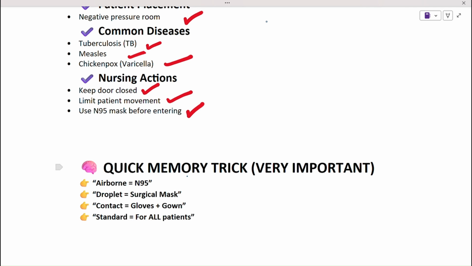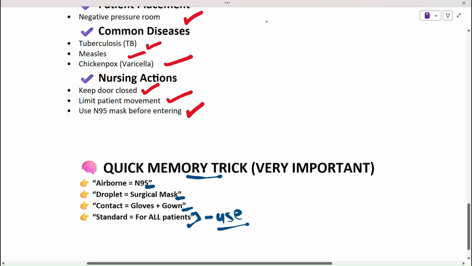We're going to quickly summarize this. Quick memory trick: Airborne, N95 mask. Droplet, surgical mask. Contact, gloves and gown. Standard for all patients, and you need to use hand hygiene, PPE when required, and handling of sharps disposal. Everything comes under standard precautions.